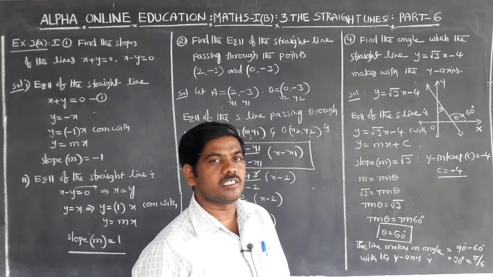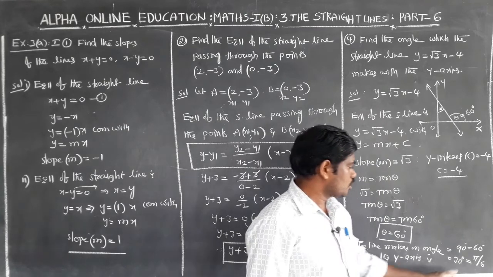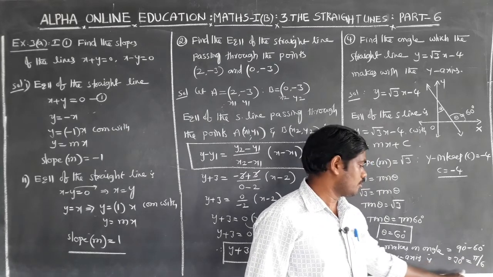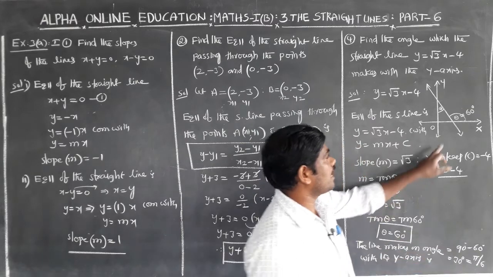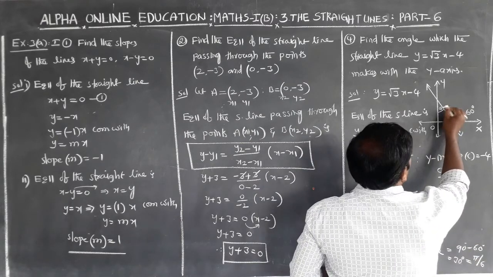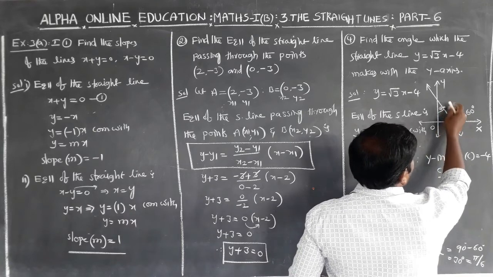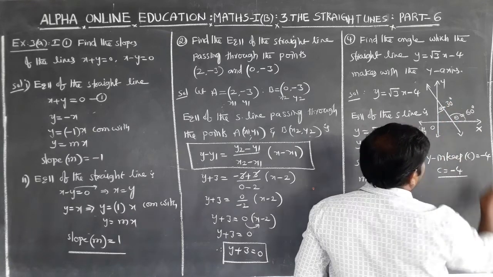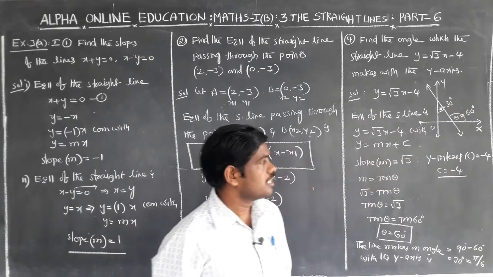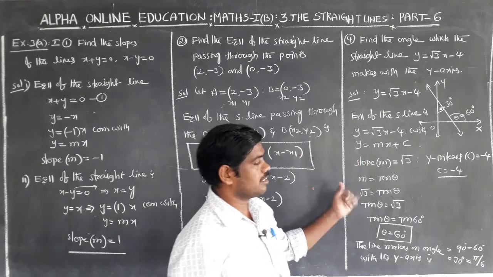Pi radians is equal to 180 degrees, so pi by 6 radians is equal to 30 degrees. That means the line makes an angle of 30 degrees with the y-axis. This is the process.